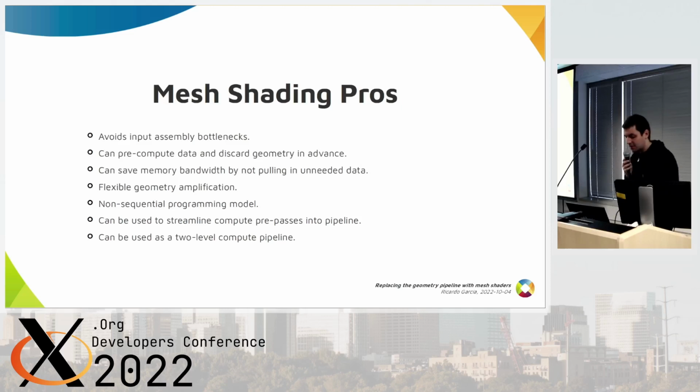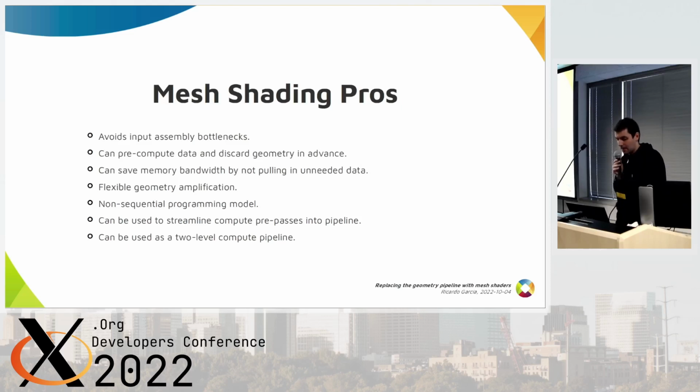So, advantages of mesh shaders. First of all, you can avoid input assembly bottlenecks if they exist. And you can pre-compute data and discard geometry in advance, saving processing power and memory bandwidth. Geometry and tessellation can be applied freely, in more flexible ways. You can do whatever you want because you're in a compute-like shader. And the use of a model similar to compute allows shaders to take advantage of GPU processing power more effectively, in theory.